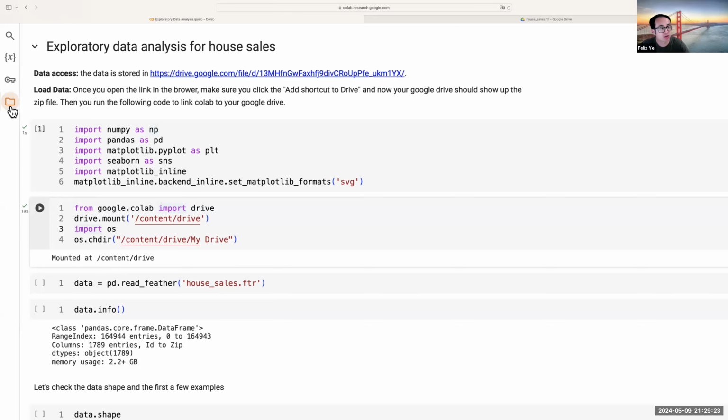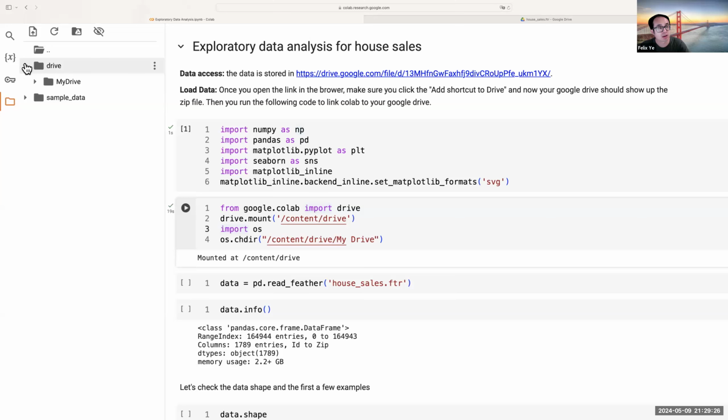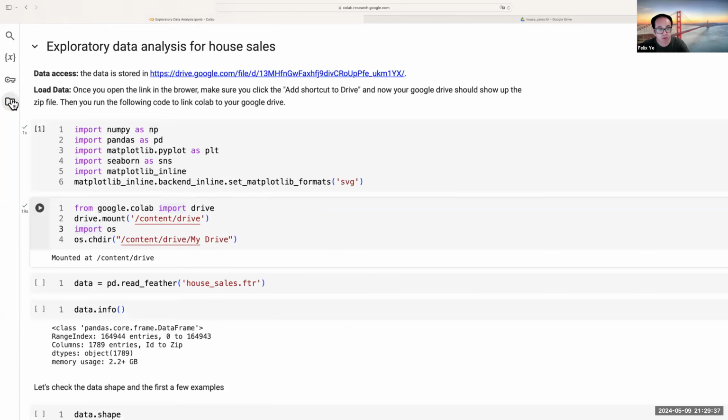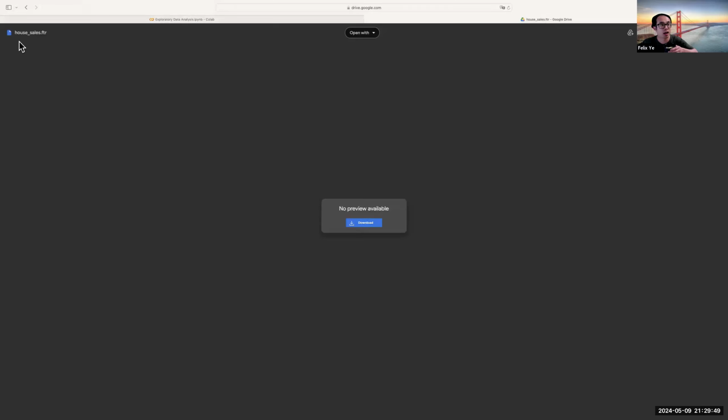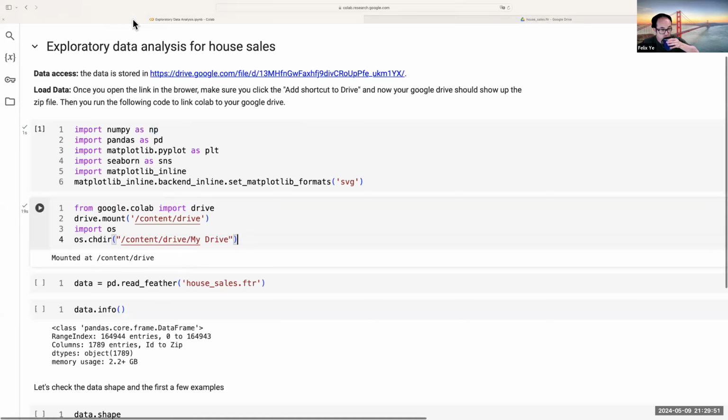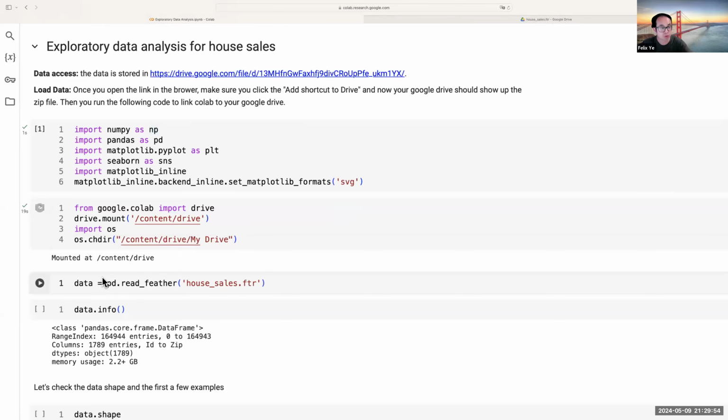If you do that, you will see I have a drive here. This is your My Drive, and it has all the files that you have in your Google Drive. So basically now your Colab can access all your files in your Google Drive. In particular, I have this file already mentioned here. It's called housesale.ftr. I'm going to read this using pandas.